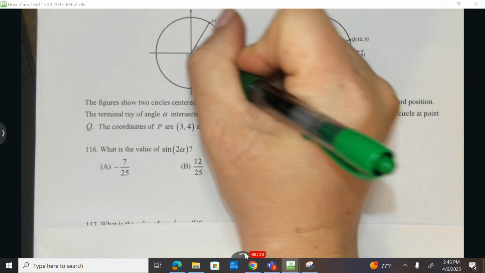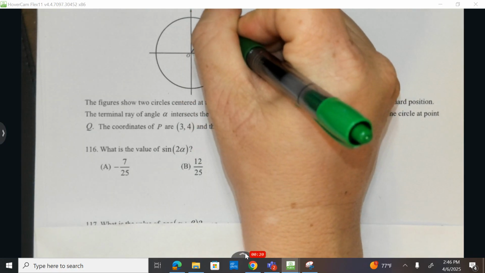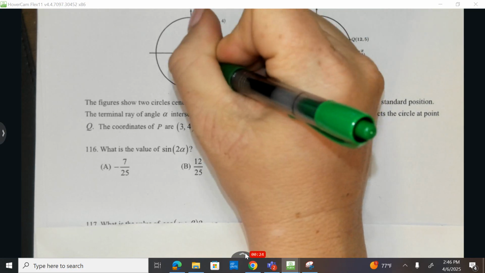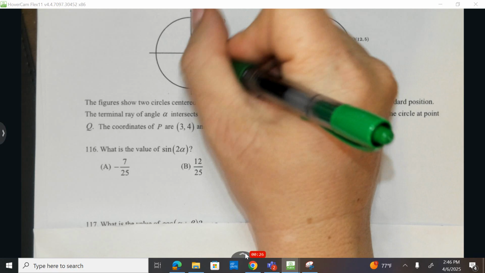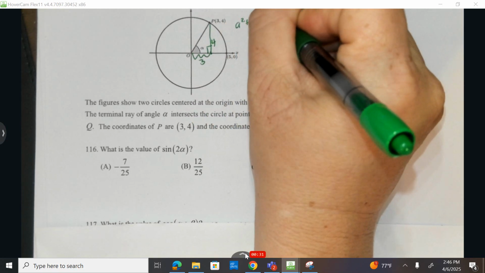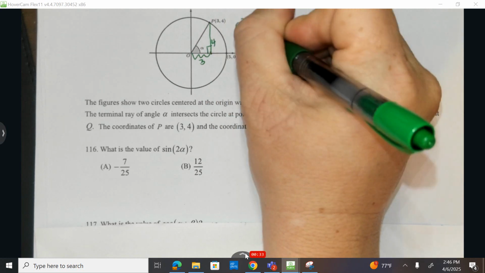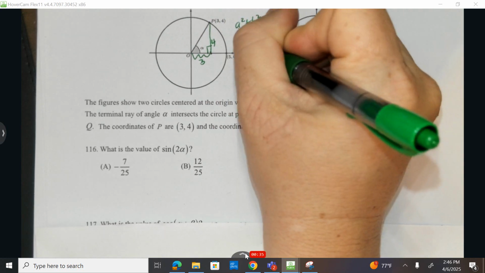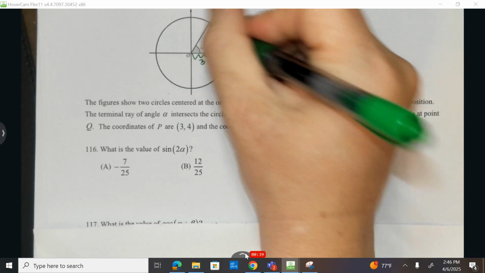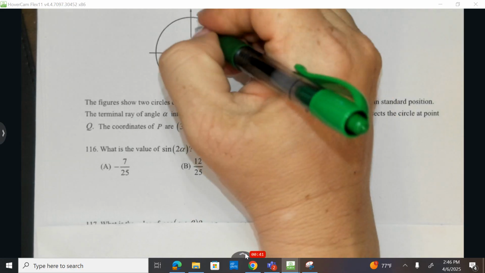So how do I get to this point, 3, 4? I go 3 to the right and up 4. So this is a distance of 3, this is a distance of 4, and I can use a squared plus b squared equals c squared to figure out this side. 3 squared is 9, 4 squared is 16, and we can see 25 is equal to c squared. Normally we would say plus or minus, but because we're talking about this distance, it's always going to be positive. So that's how I achieve 5.